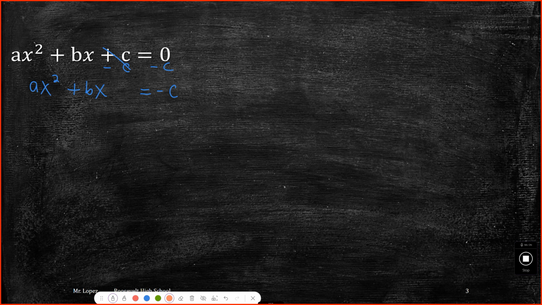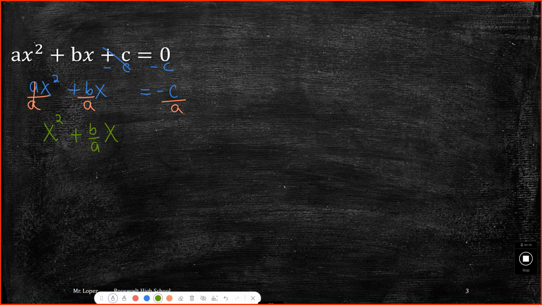Give me another step. What should we do? We should what? I heard somebody trying to say we should. Wasn't it, I don't want to see a number in front of x squared? Divide everything by a. Let's do that. A divided by a cancels out. So now I'm going to have x squared, and we're going to have b over a.